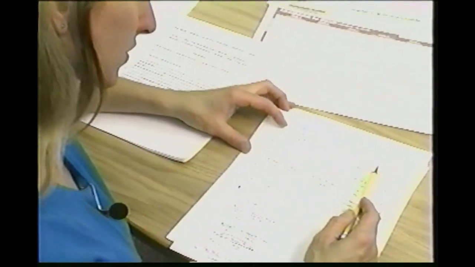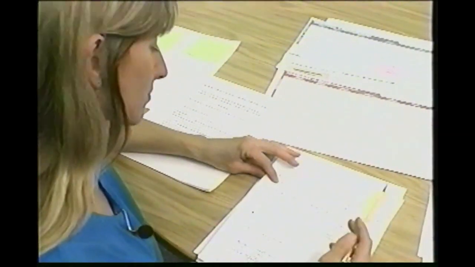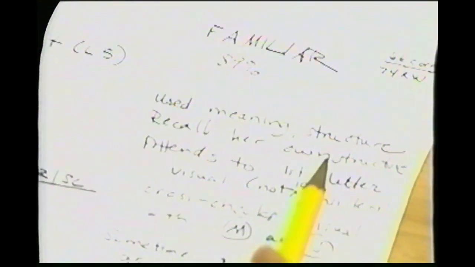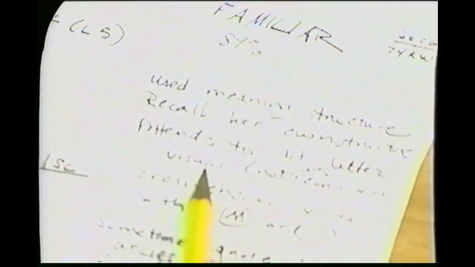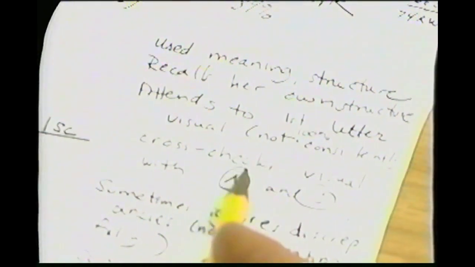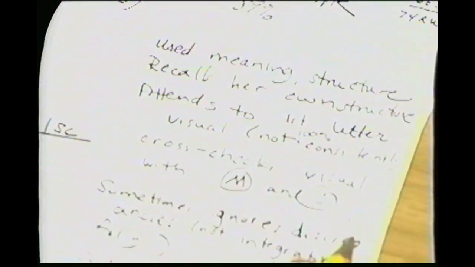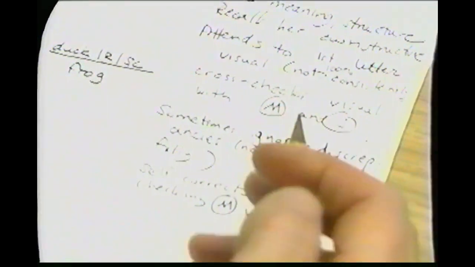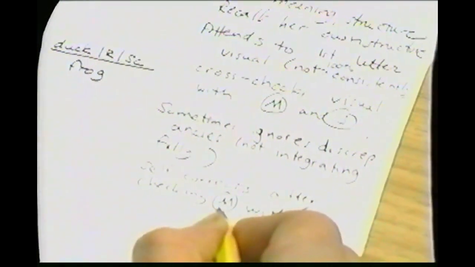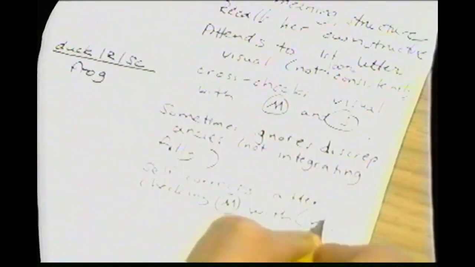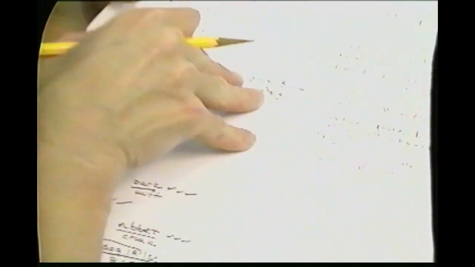When Kirsten read to me from the Farm Concert, which is level 5, which is a little difficult at 89%, I noted that she used meaning and structure. She recalled her own structure and attended to first letter visual information, but not all the way consistently. She cross-checked visual information with meaning and structure, and sometimes she ignored discrepancies, so she wasn't integrating all her information. She self-corrects after checking meaning with visual information. So that was at level 5.